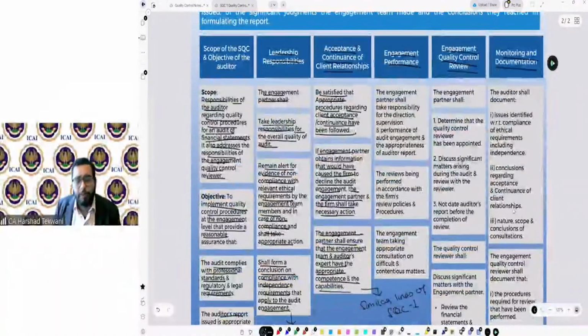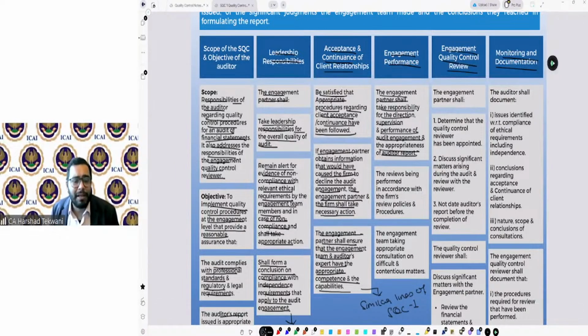Now the next requirement of SA 220 is about engagement performance. It says that the engagement partner shall take responsibility for the direction, supervision, and performance of the audit engagement, and the appropriateness of the audit report. So it sets out the responsibility of the engagement partner. We have already discussed in SQC1 that you are responsible for the whole direction, supervision, and performance of the audit. You need to understand how to direct, supervise, and perform the audit engagement.